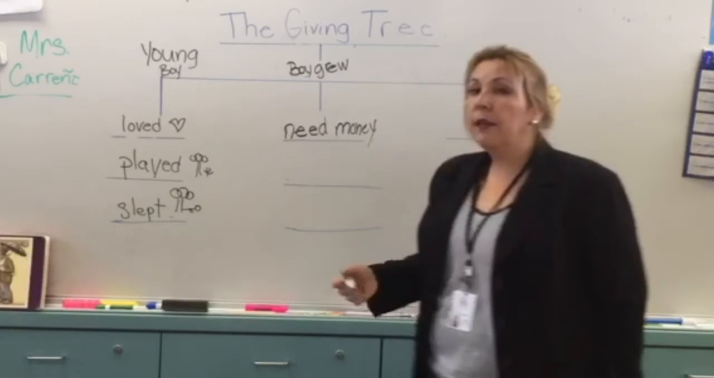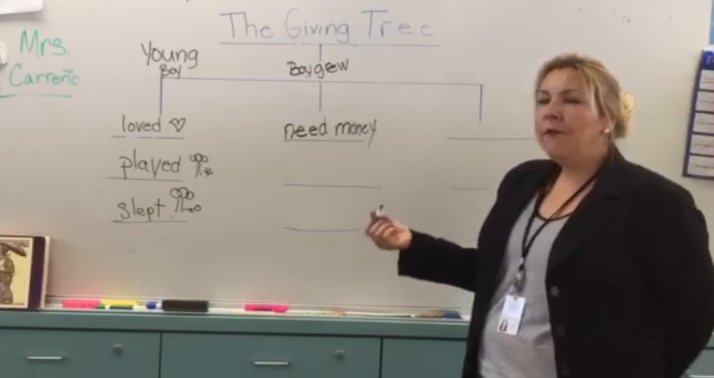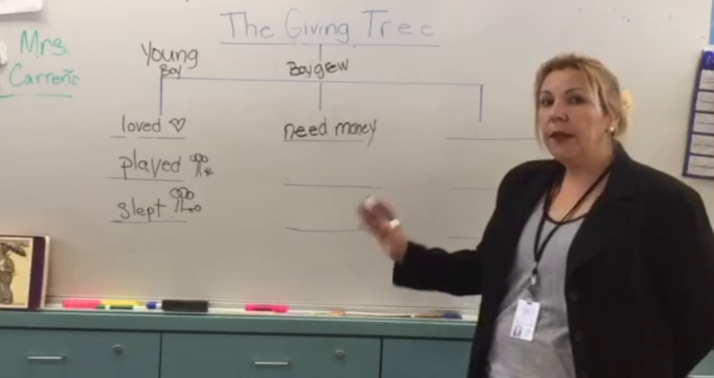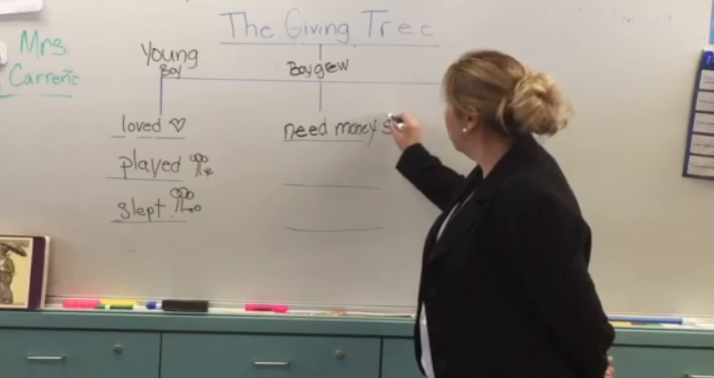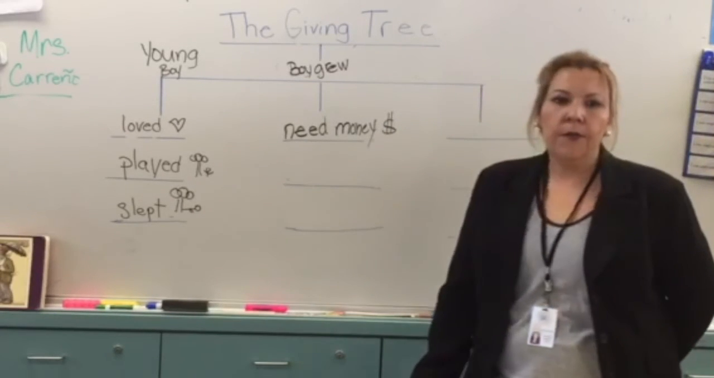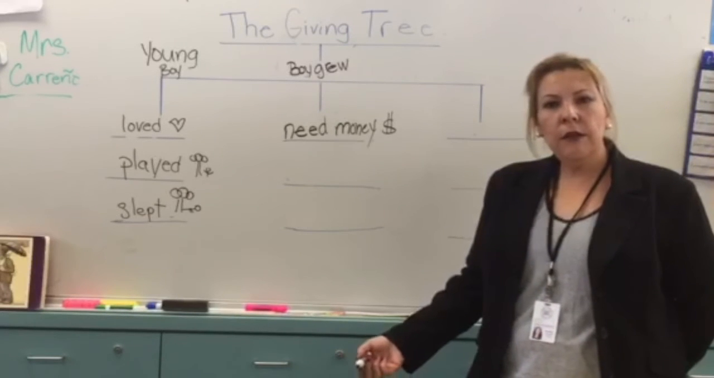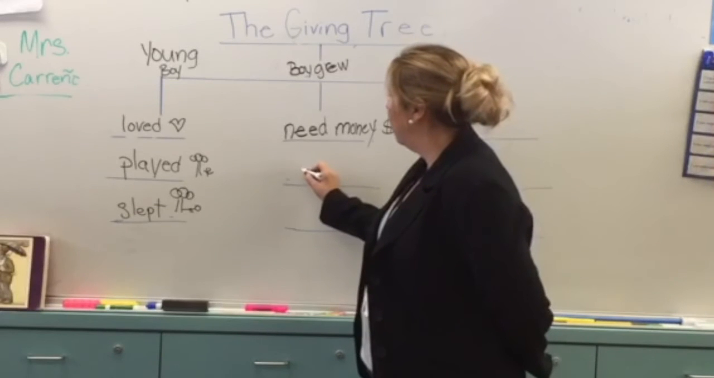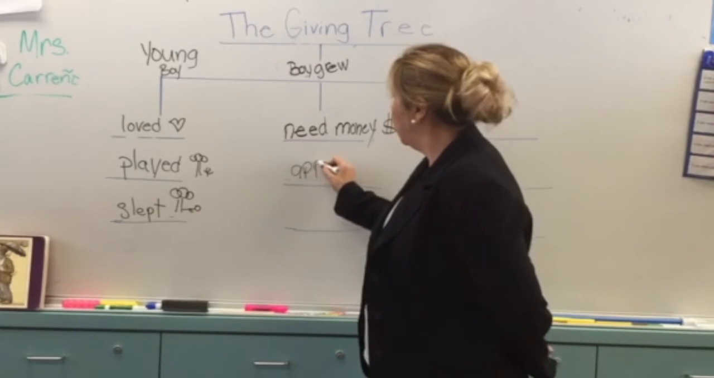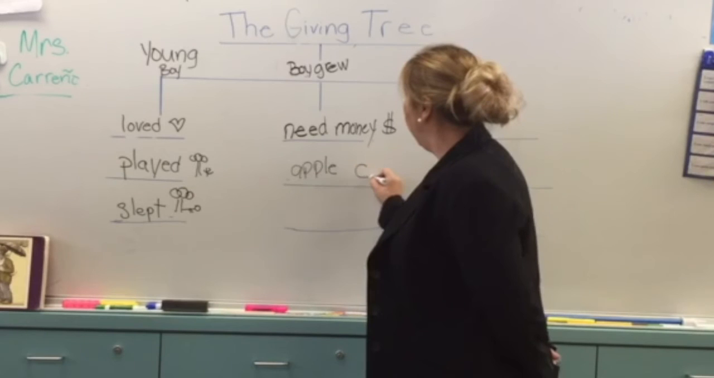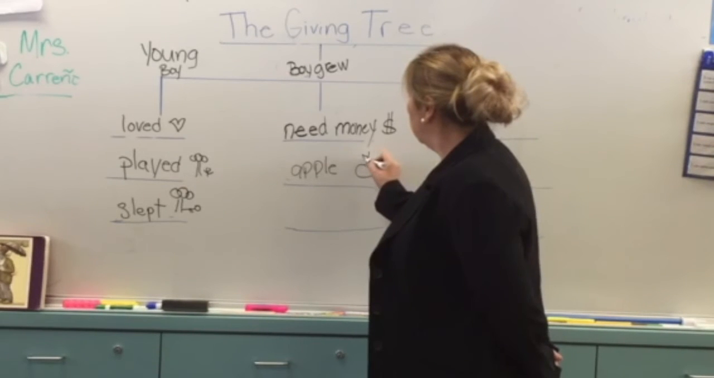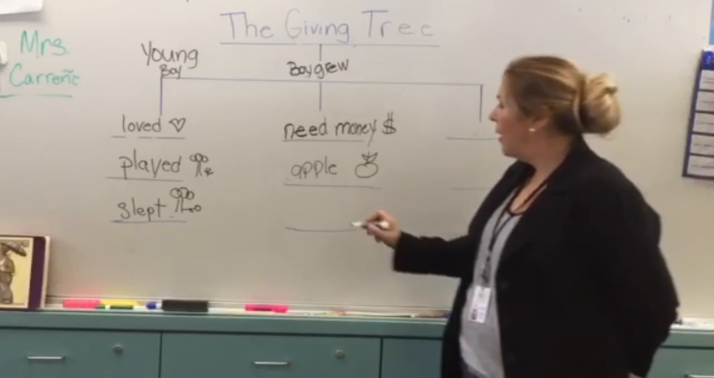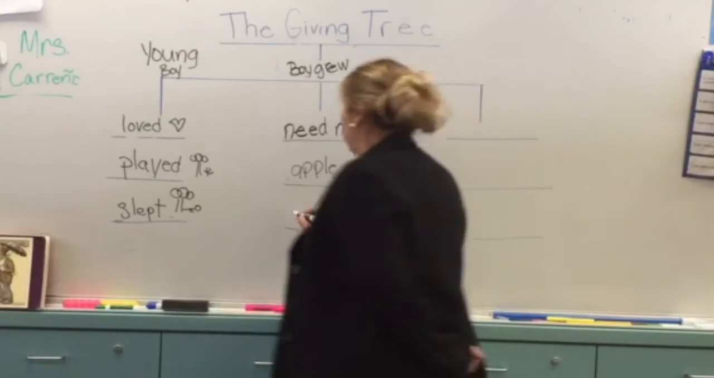And it's interesting because we could all see our life on here, and if it was maybe an older group, I might talk about that. But with second graders, I would keep it very basic. So he needed money. So what did he do? He cut down the apples from the tree to sell them to get money. So he cut the apples and he cut the branches.